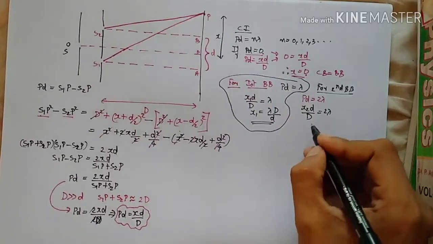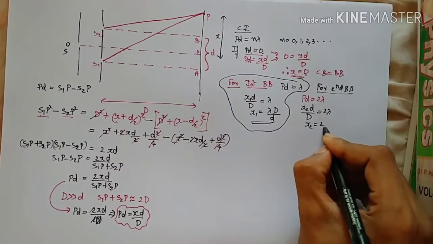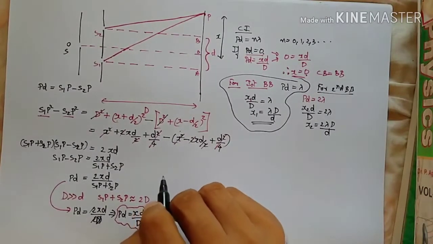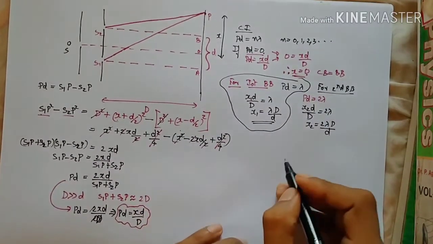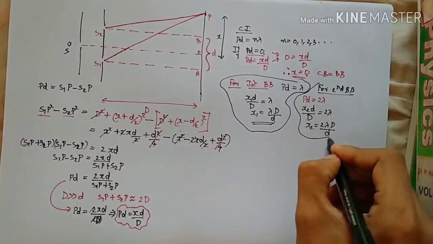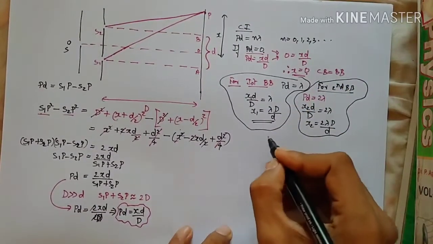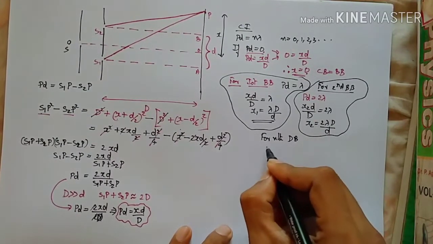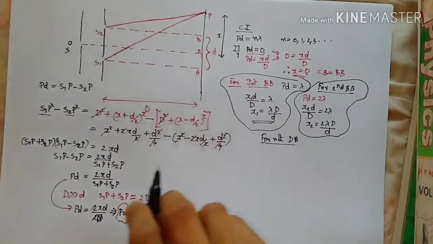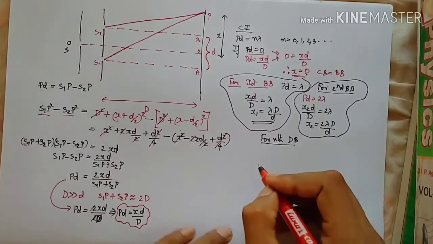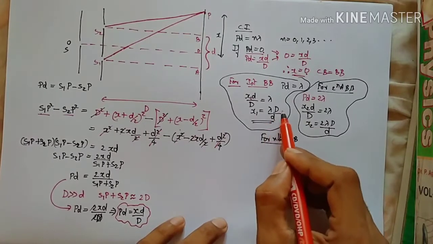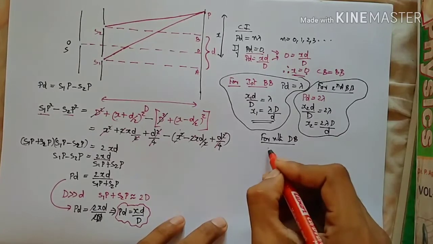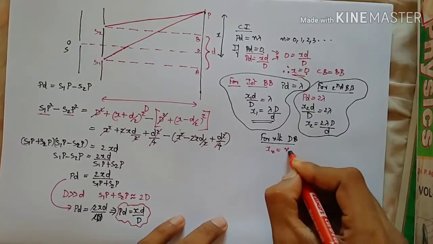Then we'll get x2 is equal to 2 lambda capital D by small d. We are obtaining an equation like this. Then let's generalize. If this is the situation, for the nth dark band, what should be the expression? For the nth dark band, x1 is equal to lambda D by d, x2 is equal to 2 lambda D by d, x3 will be 3 lambda D by d. Likewise, xn is equal to n lambda D by d.